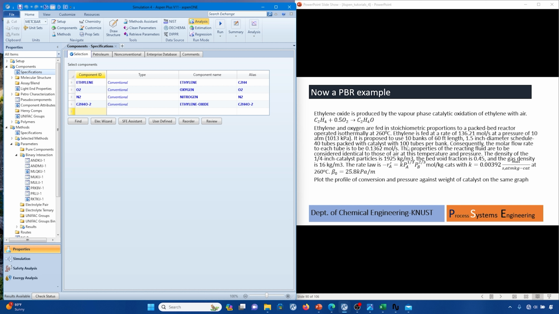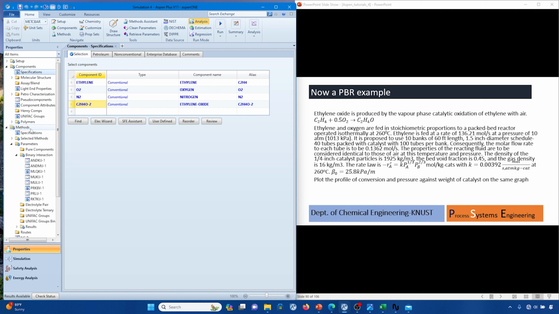There's a catalyst packing, right? And the number of tubes per bank, and there are 10 banks, 1,000 tubes. There is a flow rate per tube. We also have the parameters for the catalyst and then the reaction rate parameters. Right. So we specify our components as follows: ethylene, oxygen, nitrogen, and then ethylene oxide.